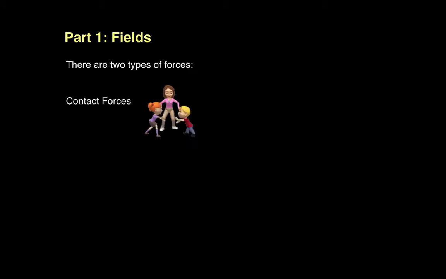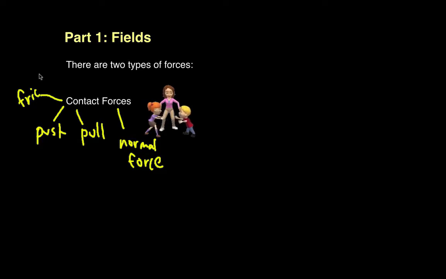Part 1, Fields. We're going to start this lesson by looking at the general definition for a field. There are two types of forces in nature. Contact forces, in which the object exerting the force is in actual physical contact with the object that's experiencing it. This is any time you have a physical push or a pull, and other forces we have examined in the past, like the normal force and friction, are examples of contact forces.